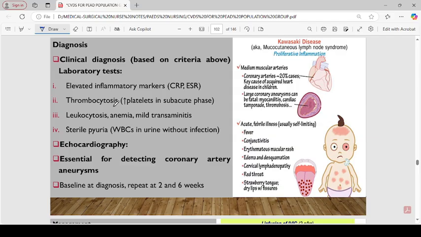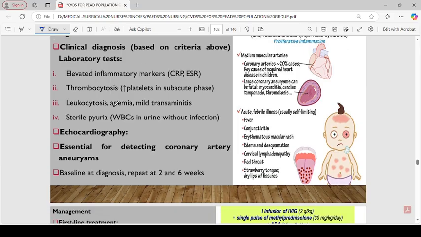Sterile pyuria, where there are white cells in urine without necessarily having an infection. Echocardiography is essential for detecting coronary aneurysm, with the baseline done at diagnosis and repeated at the 2nd and 6th week.